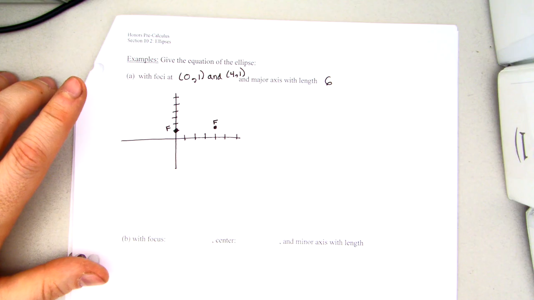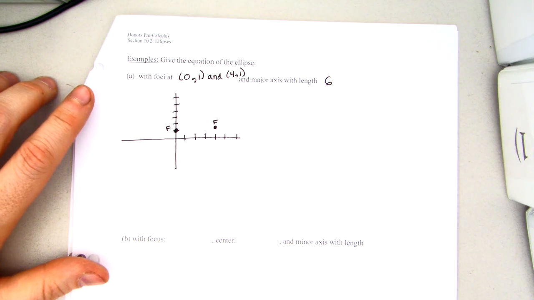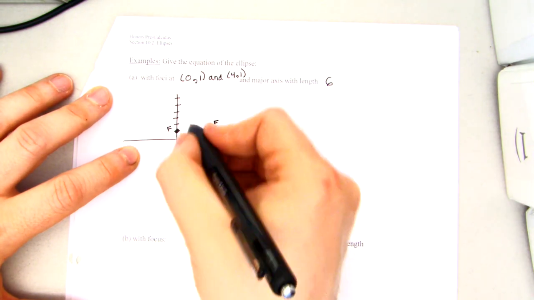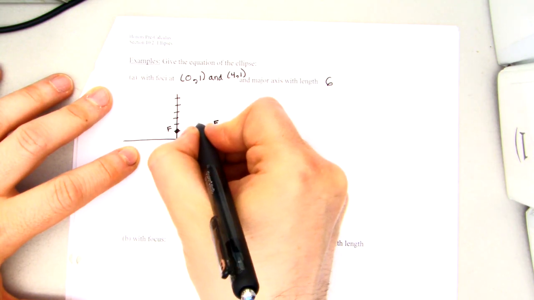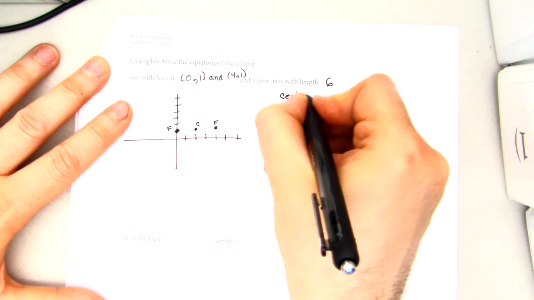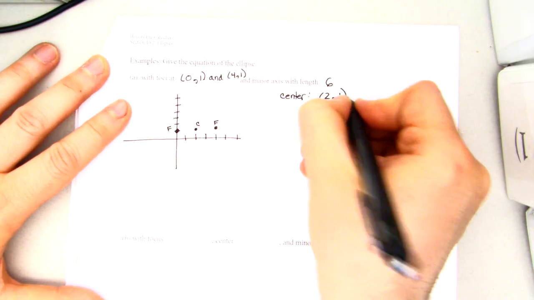Can you figure out the center of this ellipse? Well, the center has to be exactly halfway in between those foci. My center is going to be right over there. My center is going to be (2, 1).